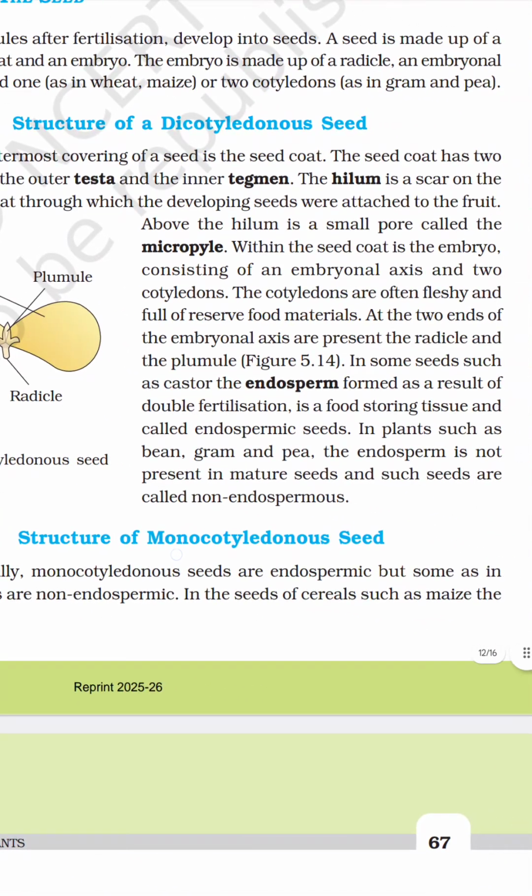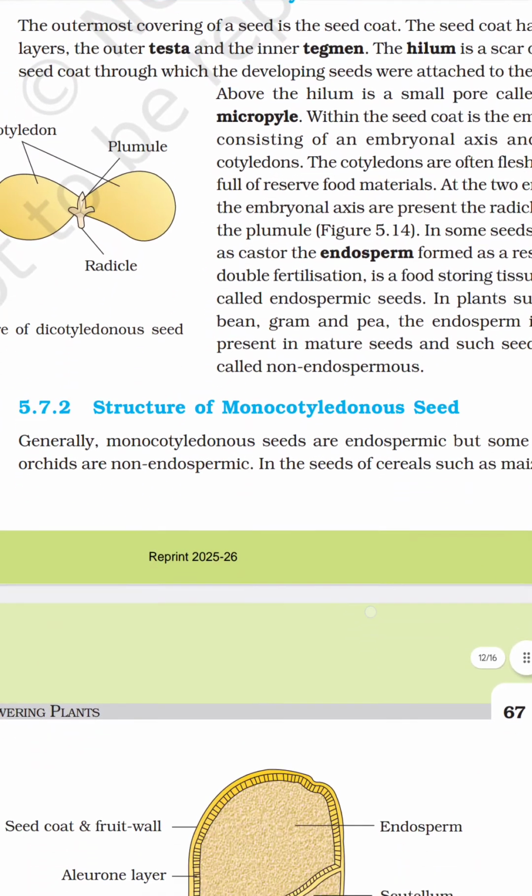Within the seed coat, the embryo consists of the embryonal axis and two cotyledons. The cotyledons are fleshy and full of reserved food material. At the two ends of the embryonal axis are the radicle and the plumule. In some seeds, endosperm is the result of double fertilization, a food storing tissue; these are called endospermic seeds, in plants such as castor. When the endosperm is not present in mature seeds, it is known as a non-endospermic seed, as in bean, gram and pea.